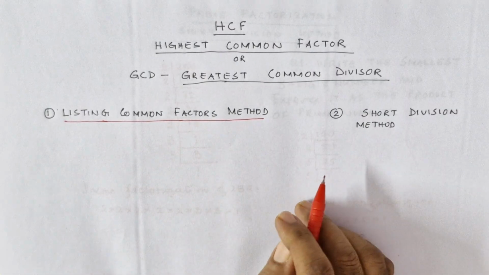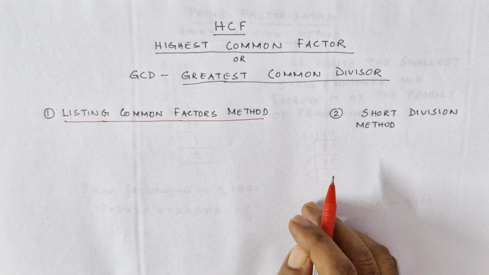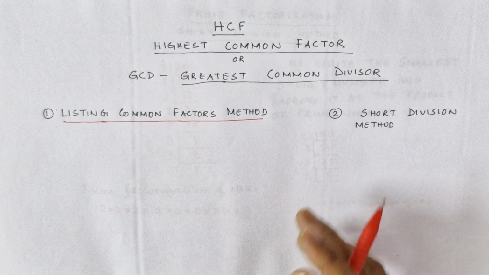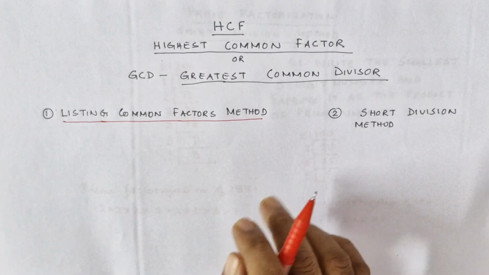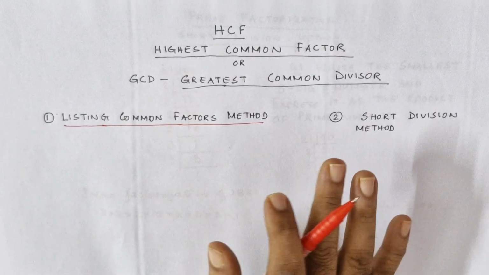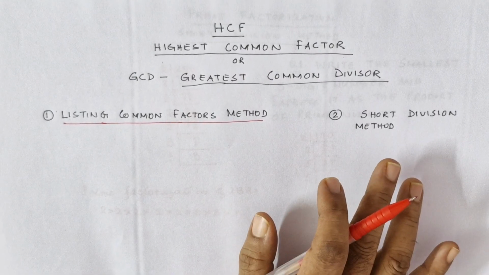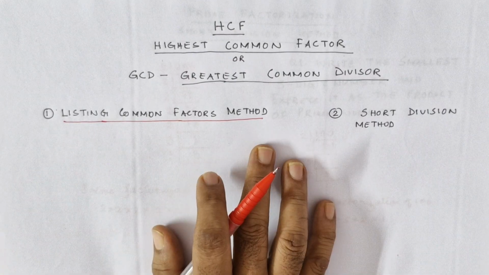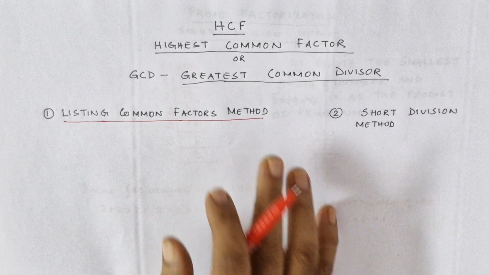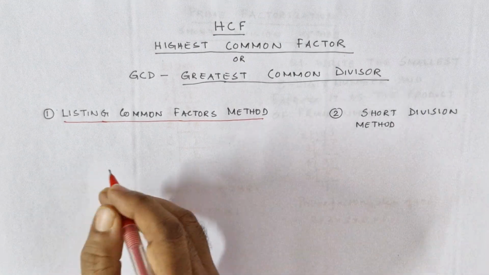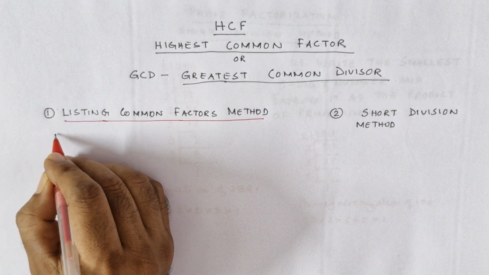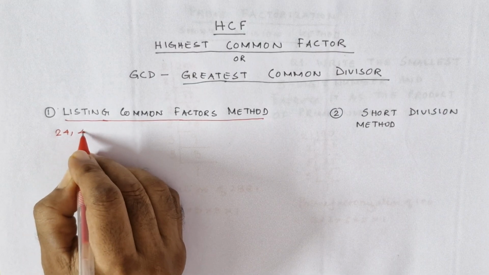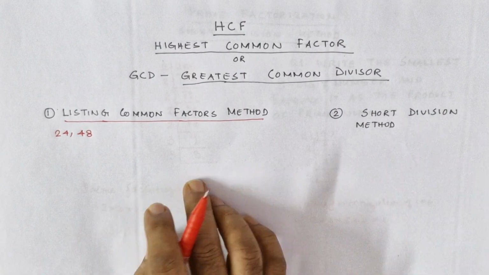So this is the first one, to find out highest common factor, or HCF, otherwise also known as GCD. Now please remember, numbers which divide two or more numbers exactly are called common factors. Got it? So let's see how to list down common factors of two or three given numbers. Let's say we have been given 24 and 48. So we have been asked to find out the HCF.